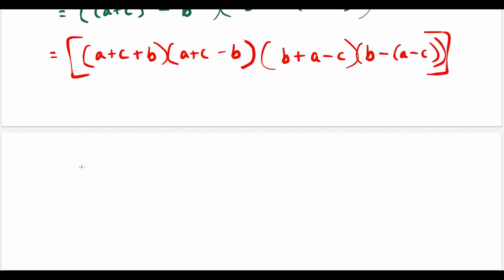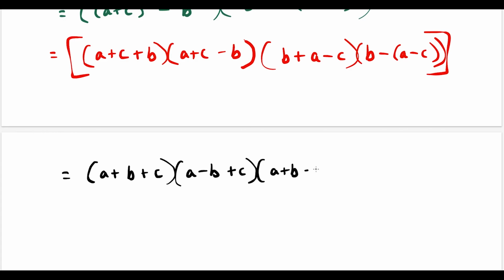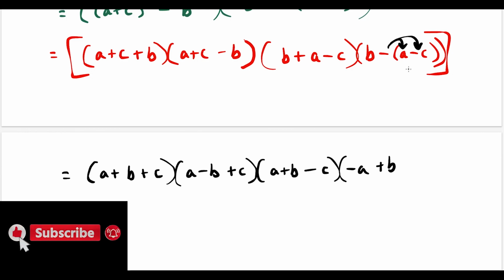So now we're ready to write our final result. This is going to be equal to, we could drop these brackets, (a plus b plus c), and I'll write this in alphabetical order. And then we'll have (a minus b plus c) in the second parenthesis, and then we'll have (a plus b minus c), and then last, when we distribute this negative, we're going to have (b minus a plus c). So this is our entire expression factored completely.